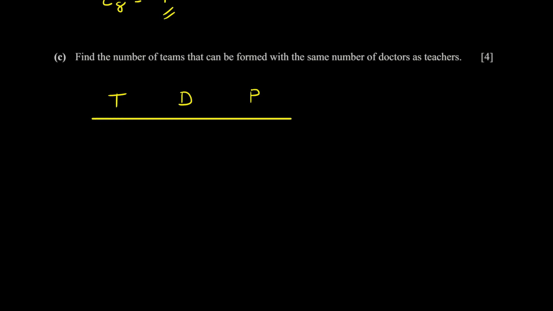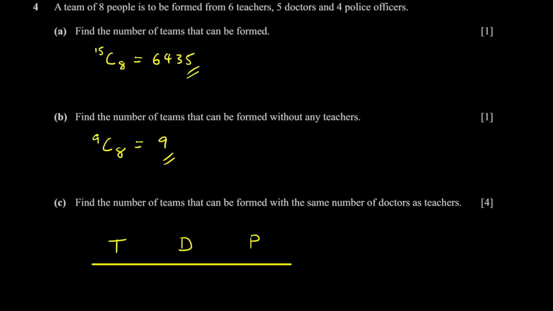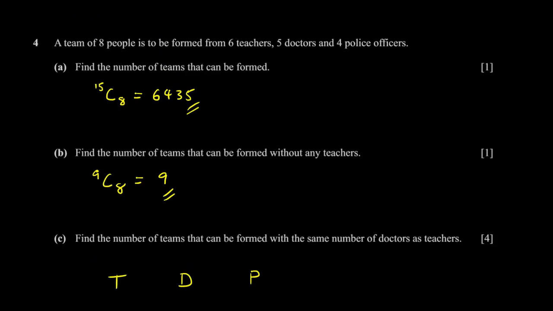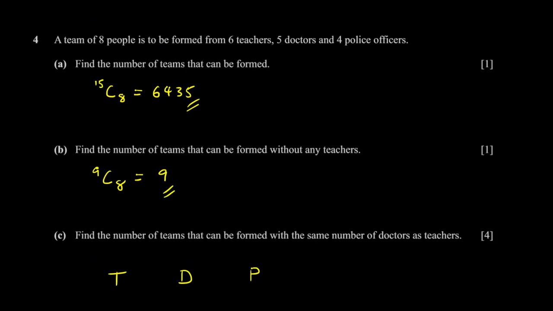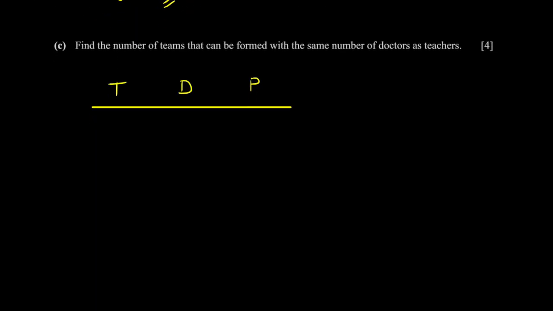Okay, and we want the same number of teachers as doctors, right? So these 2 have got to be the same. Now, let's think about it. How many police officers do we have? We have got 4 police officers. Let's say that we started by having all 4 police officers. If we had all 4 police officers and we want to choose 8 people, then we've got to choose 4 remaining people. And if the teachers and the doctors have got to have the same amount, that means 2 each. So this is going to be 2 and 2.